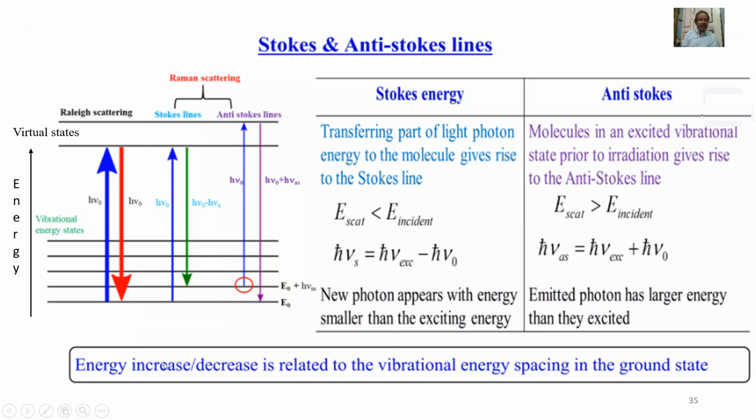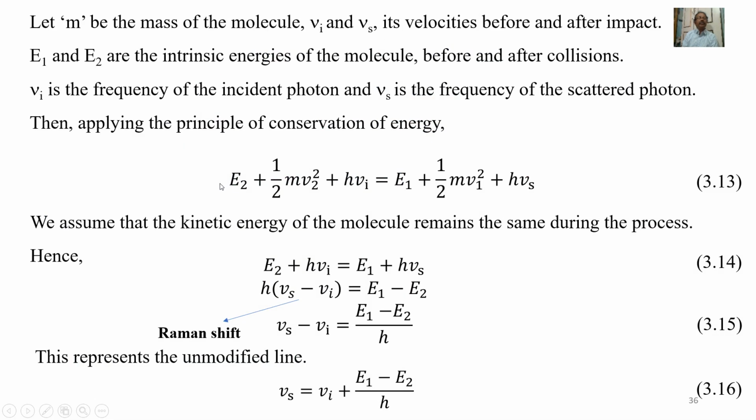Energy increase or decrease is related to the vibration energy spacing in the ground state. Let m be the mass of the molecule. Nu I and nu S are its velocities before and after the impact. E1 and E2 are the intrinsic energies of the molecule before and after collisions. And nu I is the frequency of the incident photon and nu S is the frequency of the scattered photon.